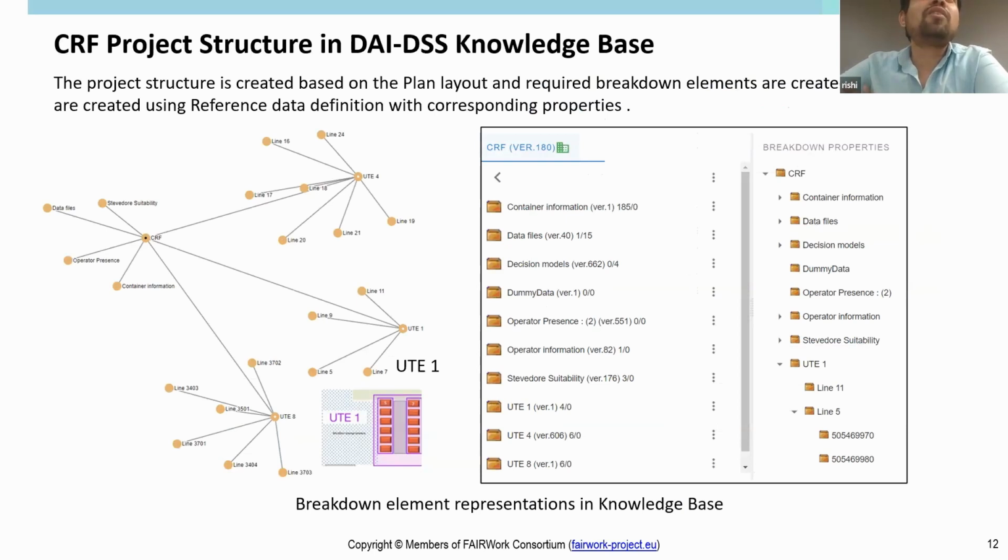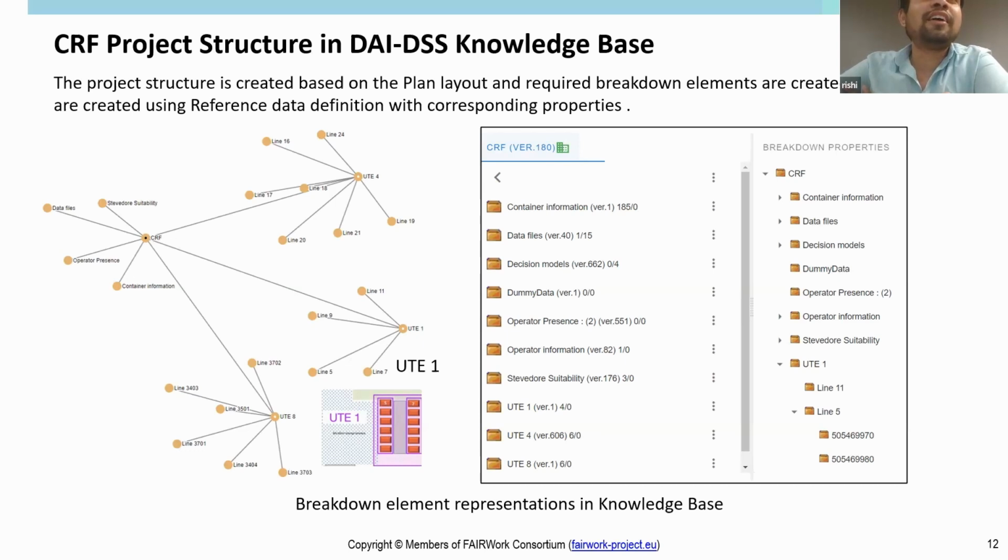If you have a CAD model, you can directly import it into this repository, or you can use the reference data library to create the required attributes or properties that define the physical state of the system, and we can associate corresponding values to these properties in our knowledge base. And this is the final output.